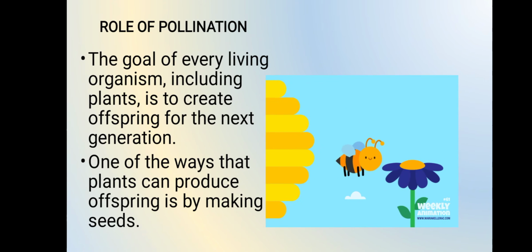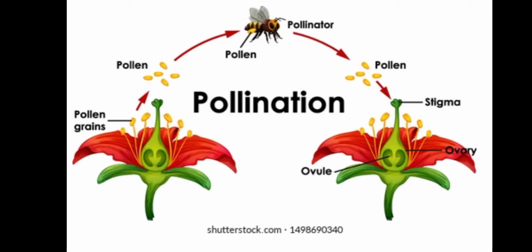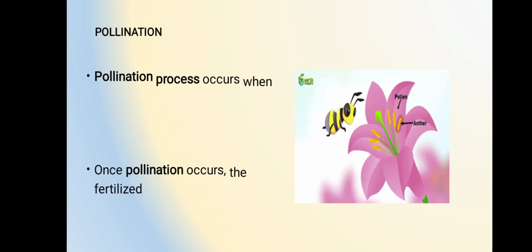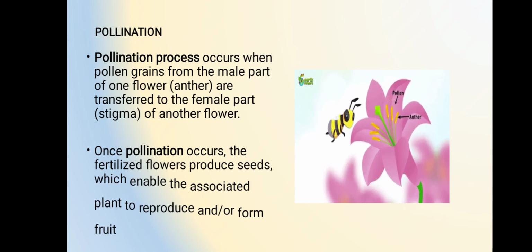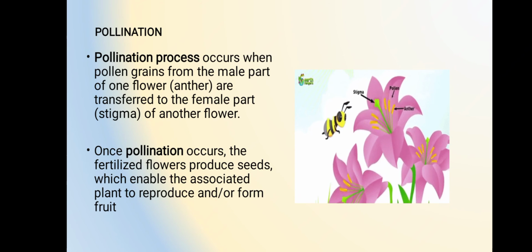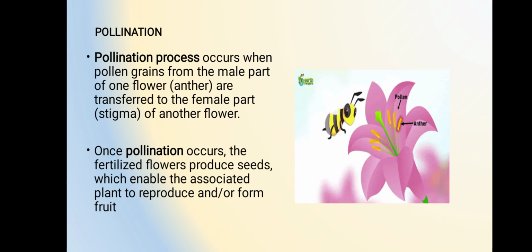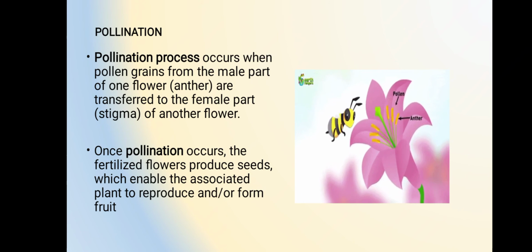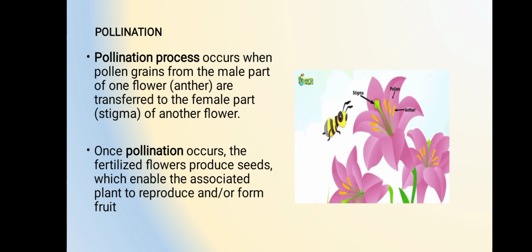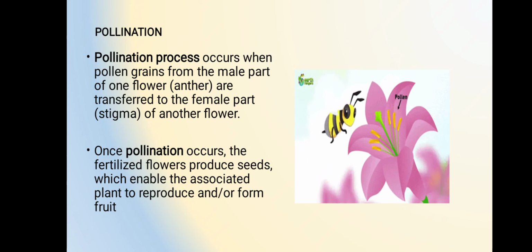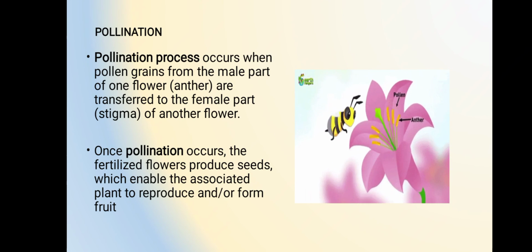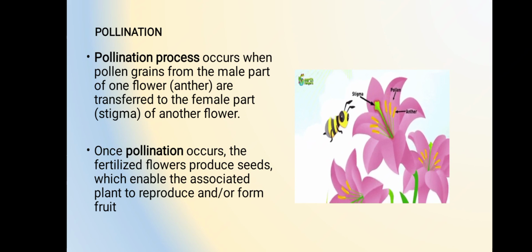All right, class? So today we have learned about pollination, that it is the transfer of pollen grains from the anther to the stigma of the same flower, or it can be a different flower. Pollination occurs when pollen grains from the male part of one flower are transferred to the female part of another flower. When pollination occurs, the fertilized flowers produce seeds, and the seeds in turn reproduce and form fruit.